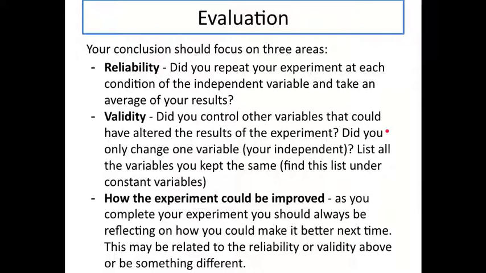Finally, you need to think about how your experiment could be improved. I always suggest thinking about this question whilst you're completing the experiment, as you should always be reflecting on how you could make it better the next time, and it's easier to do that at the time rather than trying to remember back to you doing the experiment later. Improvements you can think of could be to do with reliability or validity, if you mentioned above that maybe you didn't repeat it or you didn't control some variables, or it could be on something completely different.